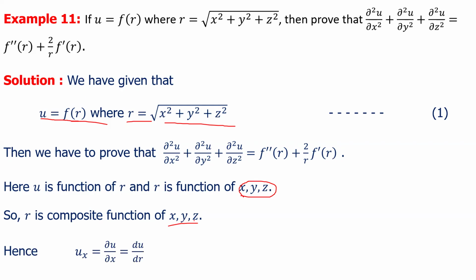Hence ux, which is given as partial derivative of u with respect to x, is equal to du dr, because u is only function of r, so instead of writing del u del r, we can write down du dr into del r del x. Now what is the value of del r del x? We have to calculate its value. Du dr is nothing but the derivative of u with respect to r. It is f dash of r and del r del x.